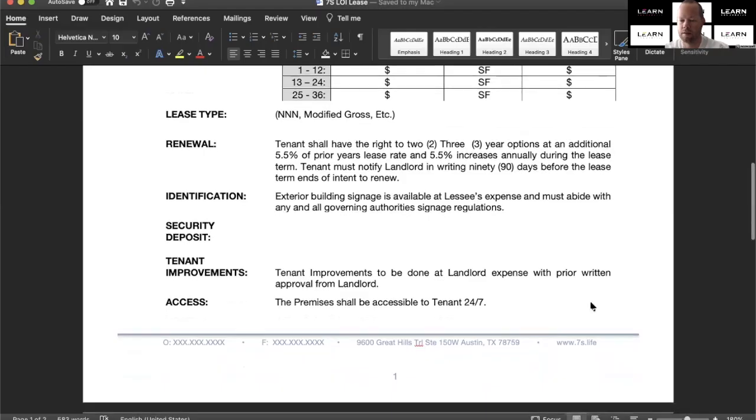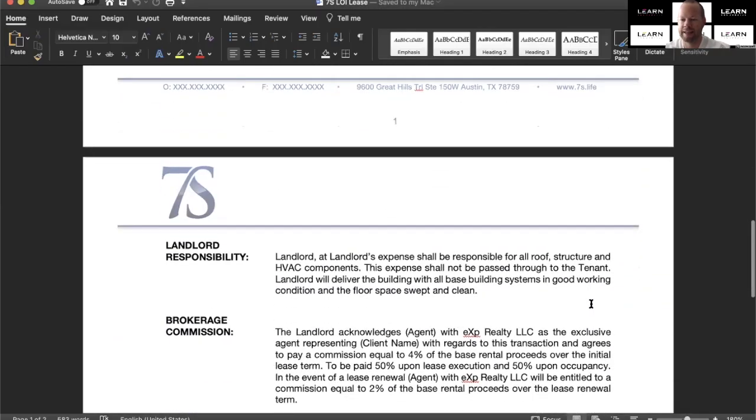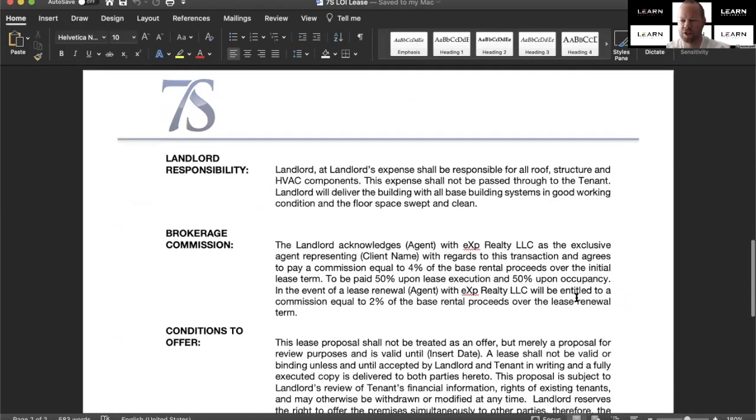Access, landlord responsibilities. There's that HVAC. And again, that's under landlord. I try and post that all in the landlord. Brokerage commission, make sure that's in there.